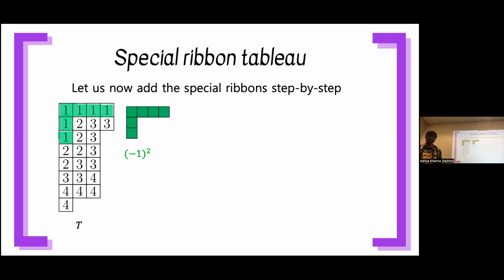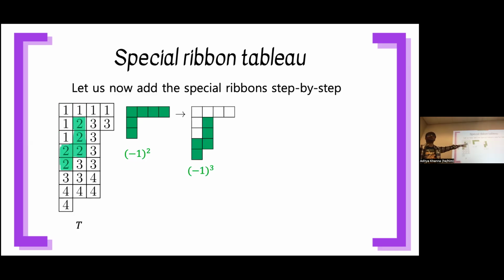So we can construct something called a special ribbon tableau. It has a very similar idea to what we did with the horizontal strips. We were adding them one by one to create our semi-standard Young tableau. Now we're going to do the same thing with special ribbons. The ones tell me what to do in the first step: I add that ribbon. That gives me -1 squared.